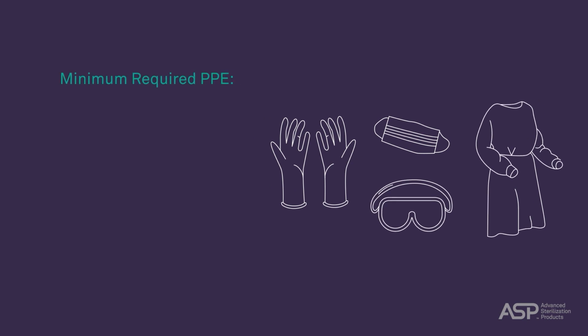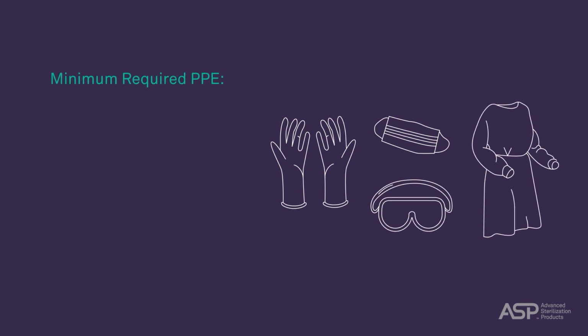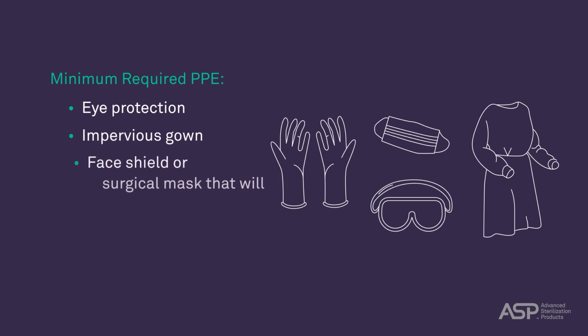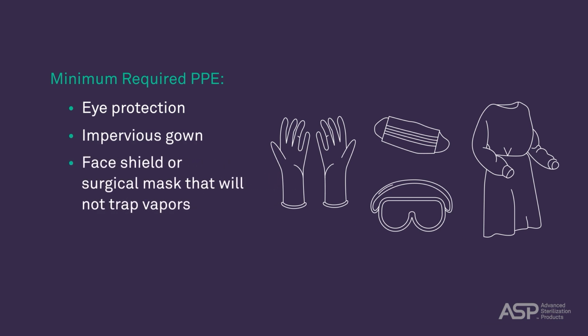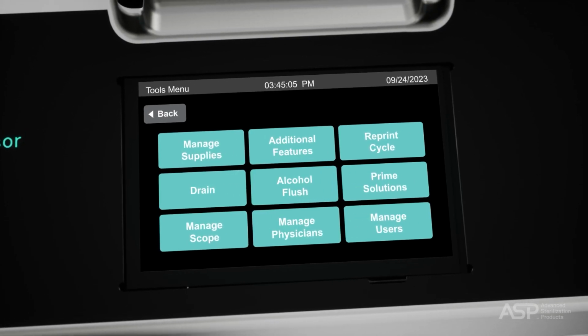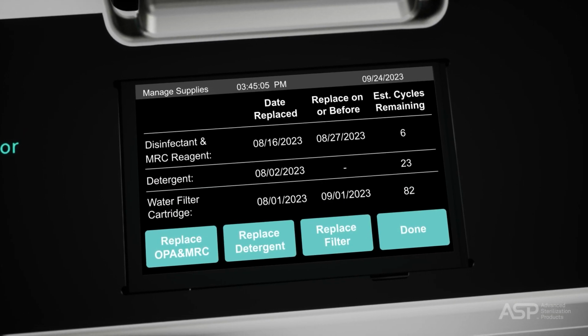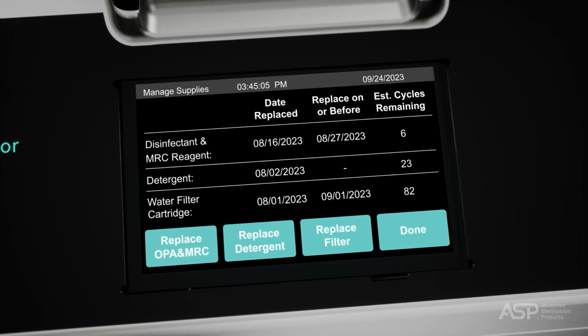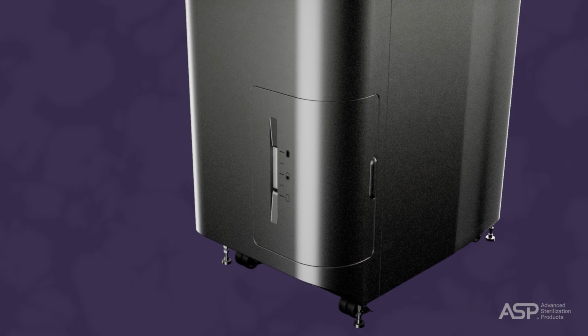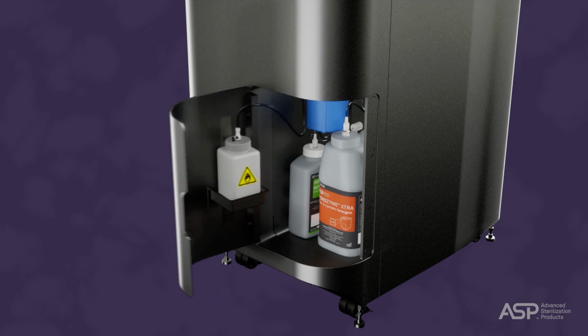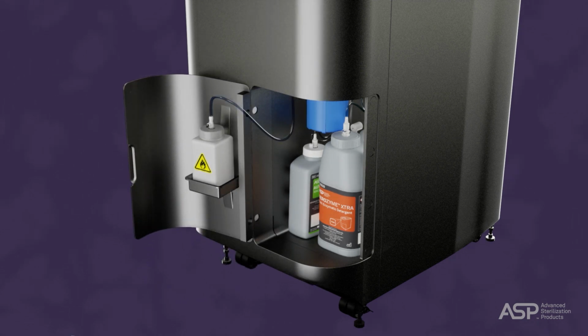To replace the detergent, ensure you are wearing the appropriate PPE, including eye protection, impervious gown, face shield or a surgical mask that will not trap vapors, and gloves. Tap the Manage Supplies button on the Tools menu, then tap Replace Detergent. Next, open the solutions compartment door and place clean towels inside the compartment and on the floor to contain any drips.